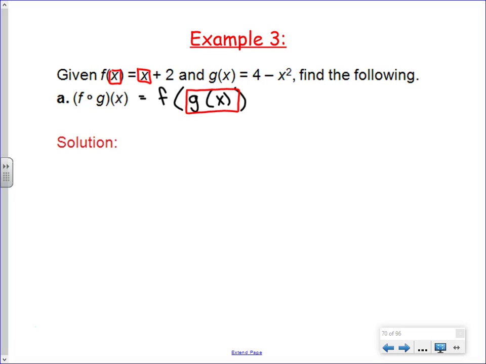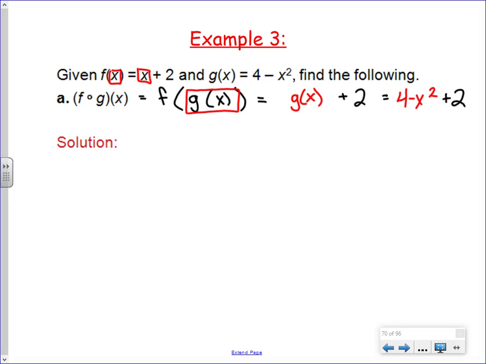And so instead of writing x plus 2, technically, to be all specific, we would write g of x plus 2. Right? Take out the x, put in the g of x. Then we say, who is g of x? Exactly. 4 minus x squared. Right? Plus 2.